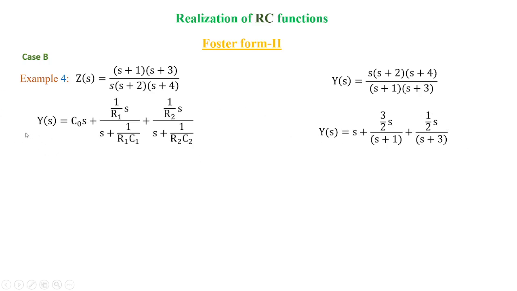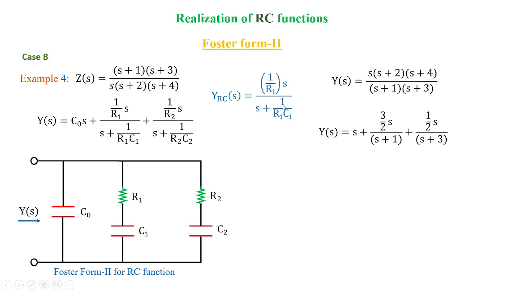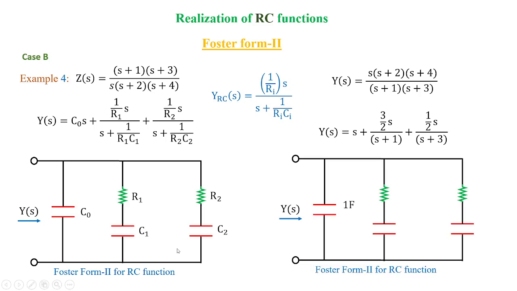Now that can be compared with the actual formula of y of s, which is shown by this particular equation, and this has been derived from the YRC of s formula. Just replace the value of Ri as 0, 1, 2, 3 based upon the given problem, and the Foster form 2 representation for RC function is shown over here. Just replace the values with the actual answer, which we got here: C0 as 1 farad, then C1 as 3 by 2 farad, R1 as 2 by 3 ohms, and C2 as 1 by 6 farads, and R2 as 2 ohms.